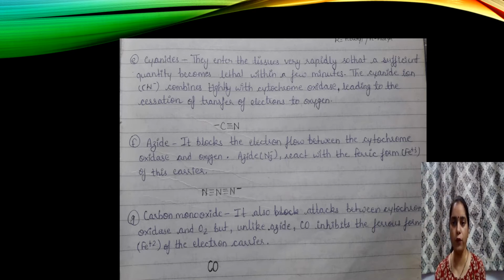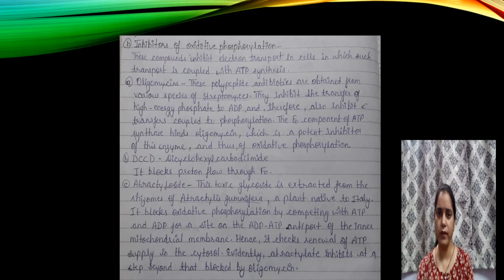Then the next inhibitor is azide. It blocks the electron flow between the cytochrome oxidase and oxygen. Azide reacts with the ferric ion of this carrier. And the last inhibitor of ETC is carbon monoxide. It also acts between cytochrome oxidase and oxygen, that means the terminal transfer of electrons. But unlike azide, carbon monoxide inhibits the ferrous form of the electron carrier, and azide reacts with the ferric form of the carrier.